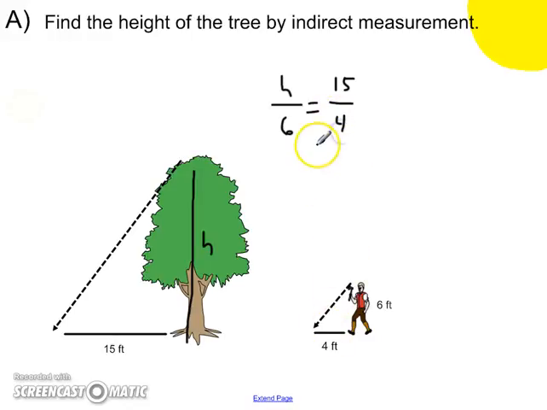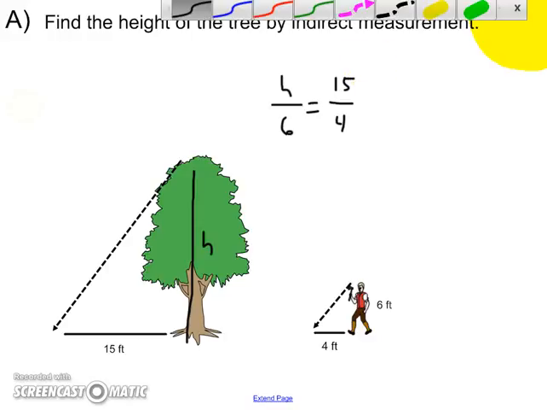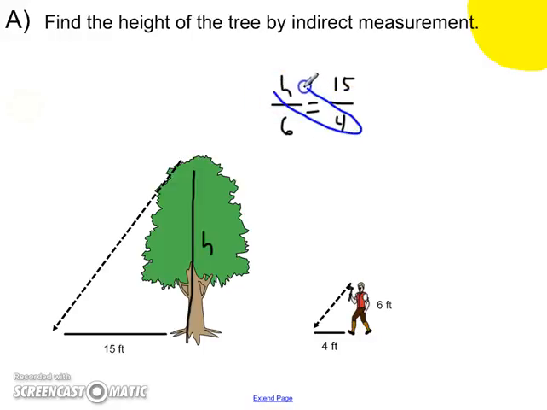Now understand a couple things. This is not the only proportion that we could write. We could flip both of these ratios upside down if we wanted to and go 6 over H and 4 over 15. We just have to make sure that whatever order we go in, we follow that order all the way around. And then it's just a matter of doing cross products.